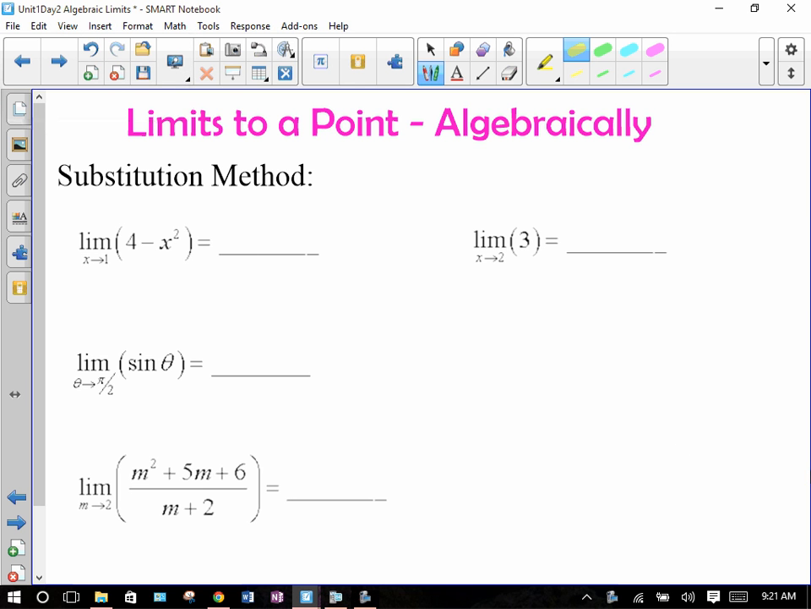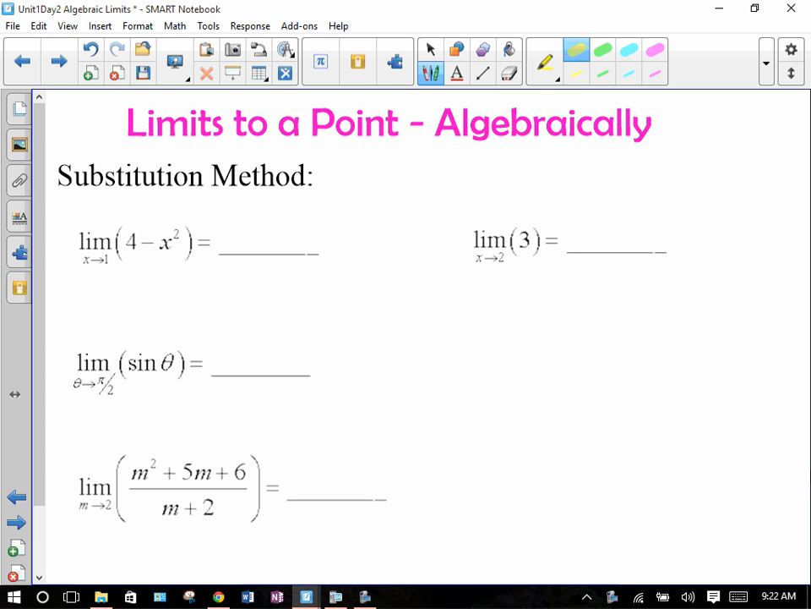So first things first. What we did yesterday was we talked about finding the limit at a point graphically, looking at graphs. Okay. Today, what you are going to be working on is finding these limits algebraically, which oftentimes is much easier than graphing because you don't have to graph anything and you can just use algebra, which actually turns out to be much easier than what you might anticipate.